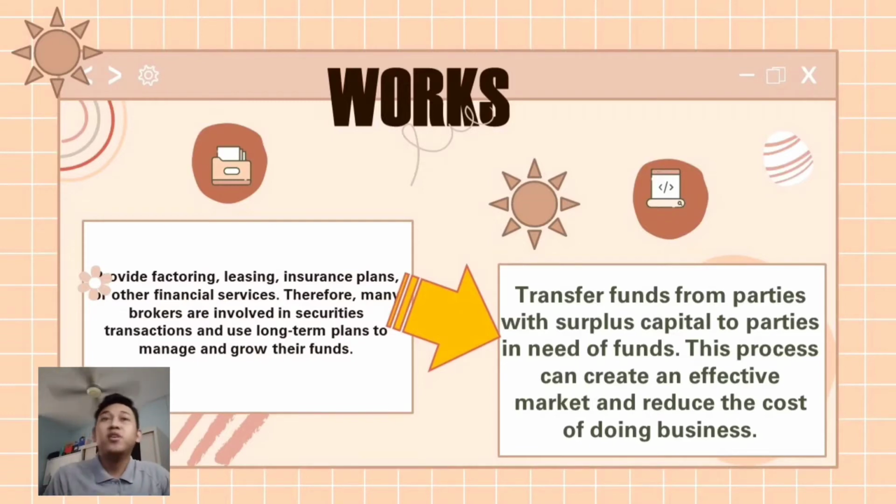The second point is that financial intermediaries can transfer funds from parties with surplus capital to parties in need of funds. This process can create an effective market and reduce the cost of doing business.